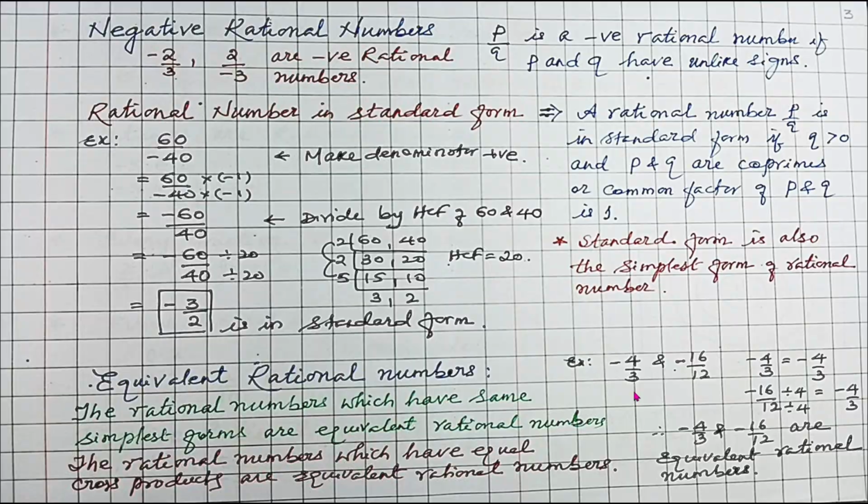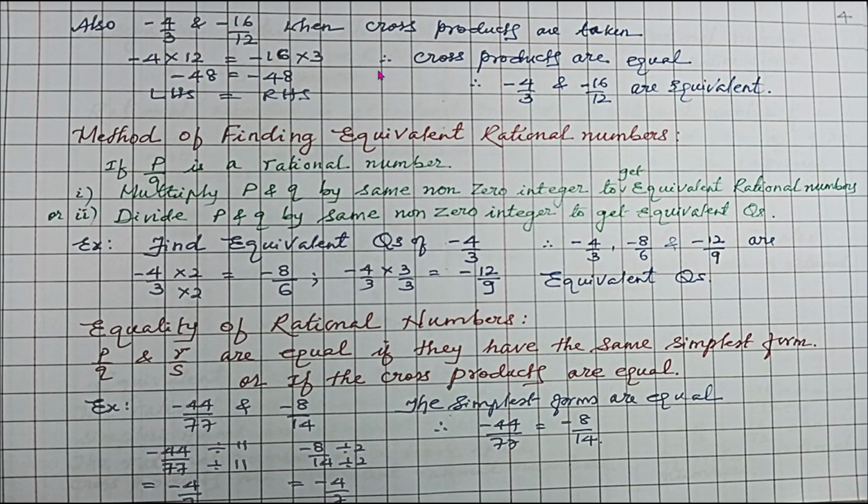So please remember that. Now also, if you take the cross product, minus 4 into 12 is minus 48, 3 into minus 16 is minus 48, LHS is equal to RHS, cross products are equal, therefore these two rational numbers are equivalent rational numbers. So to find whether the given rational numbers are equivalent or not, find their simplest forms. If the simplest forms are equal, then they are equivalent, or find their cross products, and if the cross products are equal, then also the rational numbers are equivalent.